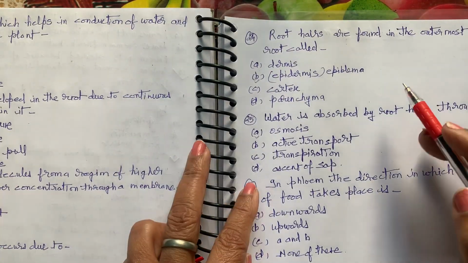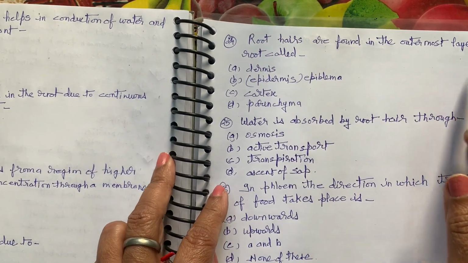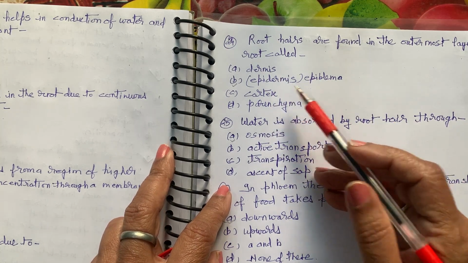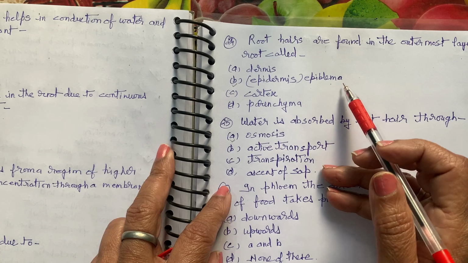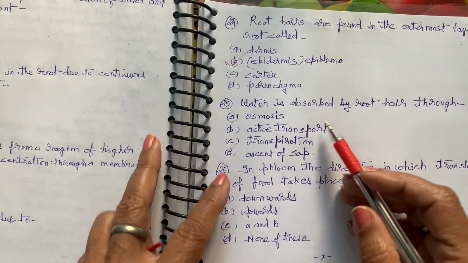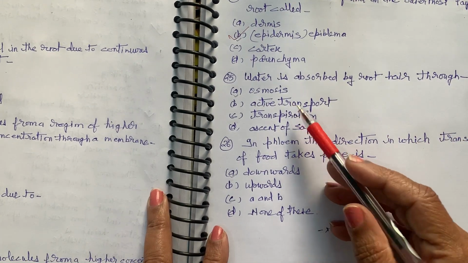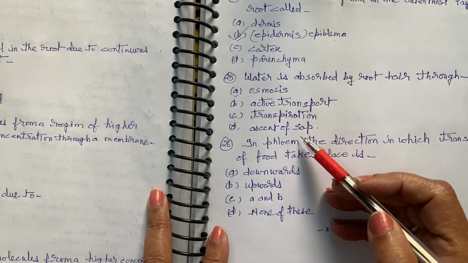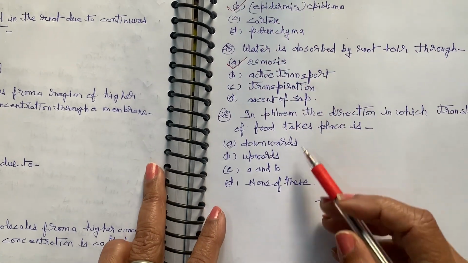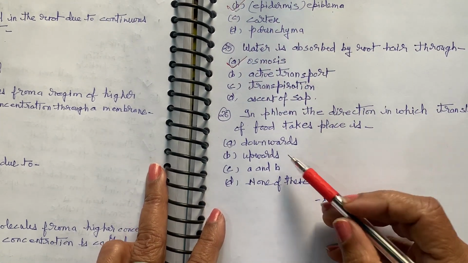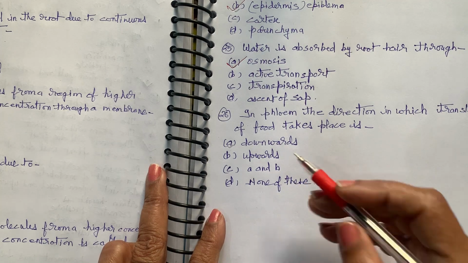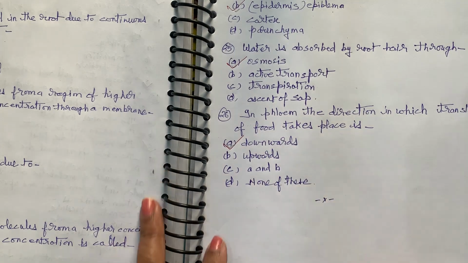Root hairs are found in the outermost layer of the root called dermis, epidermis in case of stem, epiblema in case of roots, cortex. Correct answer is epiblema. Water is absorbed by root hair through osmosis, active transport, transpiration, ascent of sap. Correct option, absorbed by root hair through osmosis. In phloem, the direction in which translocation of food takes place is downwards, upwards, A and B, none of it. It is downwards.